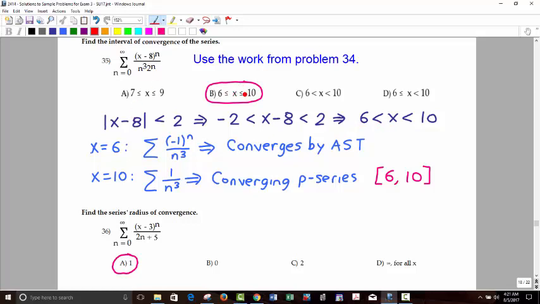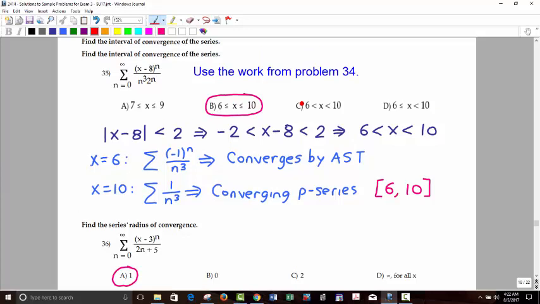Either they're equal at both ends, they're not equal at both ends, or the lower end can be equal and the other one not, and vice versa. You just have to test each one and see. And to test, what you do is you plug the endpoints in for the x, and then you look at the series that's left, and then you use the other techniques in this chapter, whatever you think applies, to determine whether or not it converges or diverges.